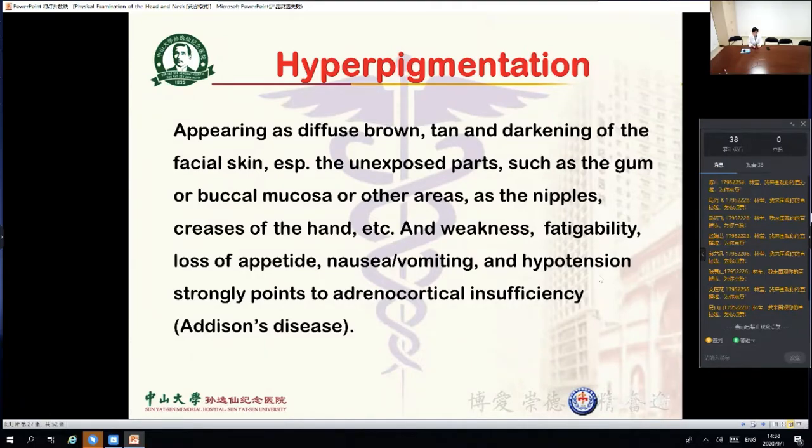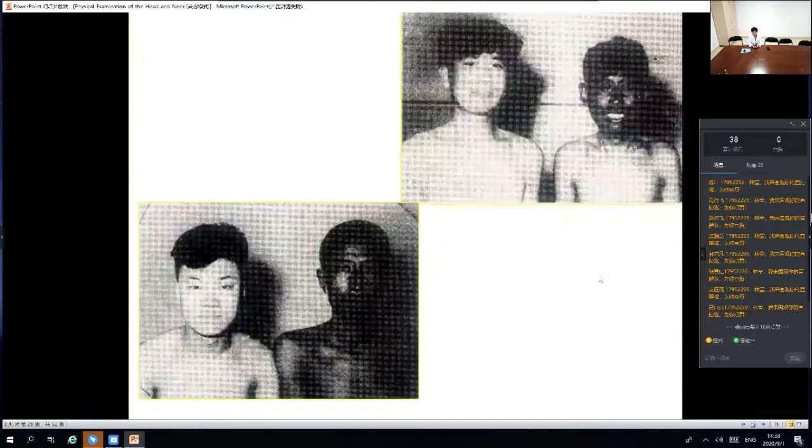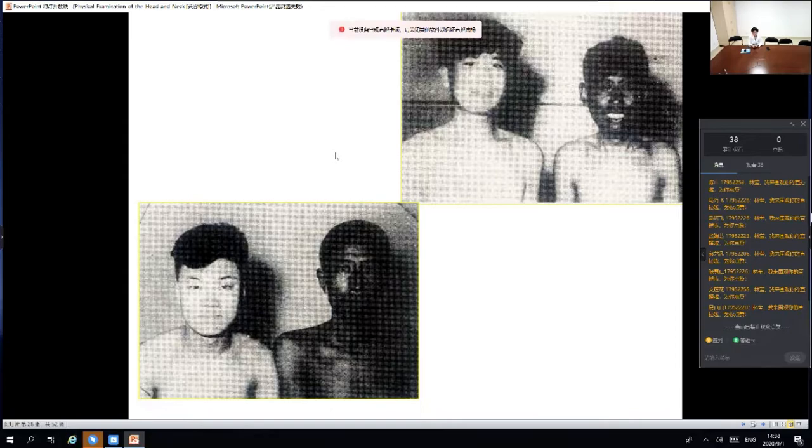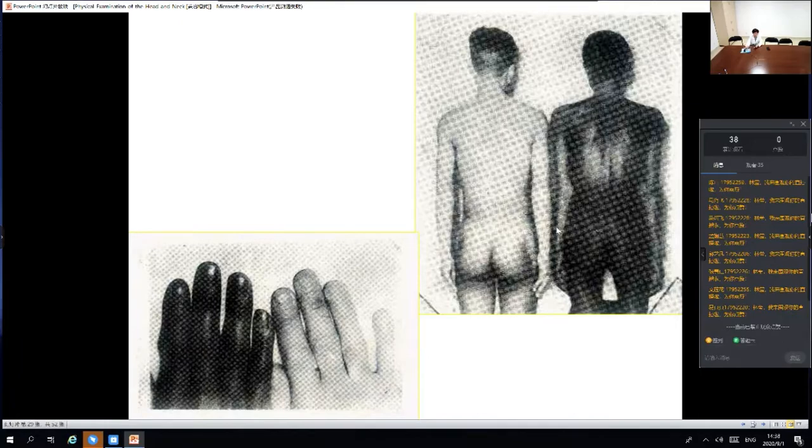So this kind of patient may show very dark skin. And let's see, these two guys on the left are normal pigmentation from the skin color, but these two on the right side are the patients with hyperpigmentation and suffering the Addison's disease, the adrenal cortical insufficiency. And you can see that the hyperpigmentation is all over, including those unexposed body parts.